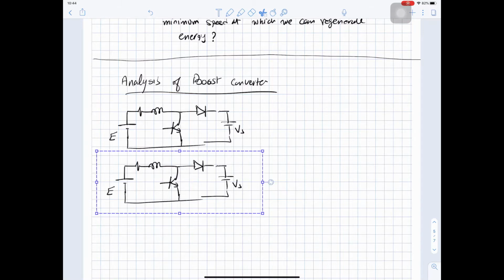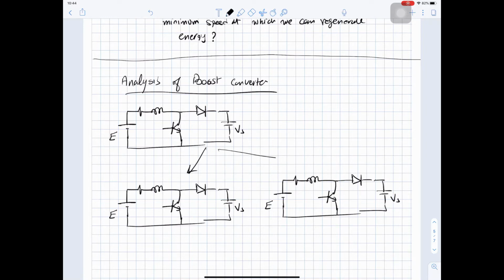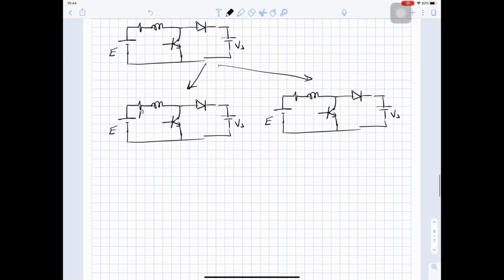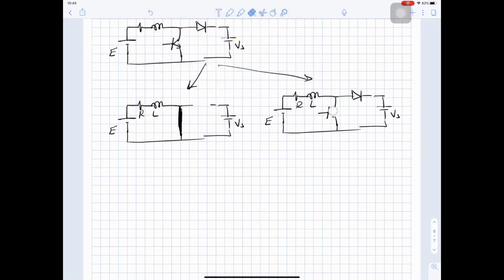One during on condition and one during off condition. So during on condition, this diode will be open circuit and the switch here will be short circuit. And during off condition, the transistor will be open circuit and the diode will be short circuit.